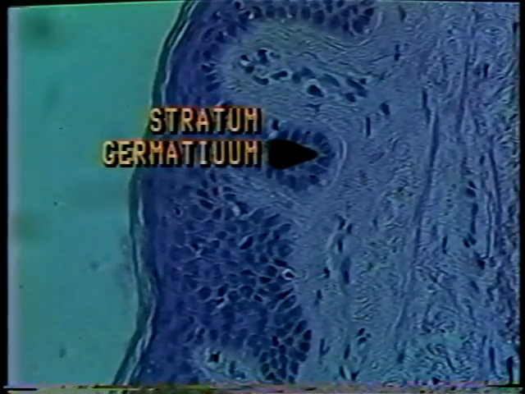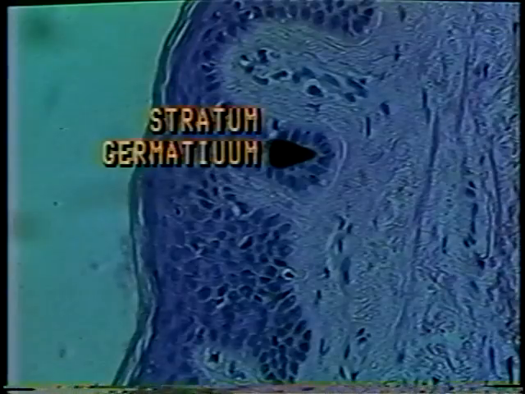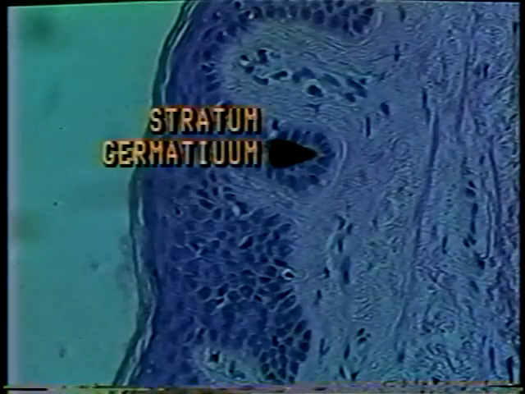Using the 40x objective, one can examine the epidermis more closely. The deepest or most basal layer is the stratum germinativum, consisting of columnar cells which constantly undergo mitosis, pushing the new cells upward toward the free surface to replace dead and sloughed off cells. In this basal-most layer, specialized cells called melanocytes may be found to produce a dark brownish-black pigment called melanin.